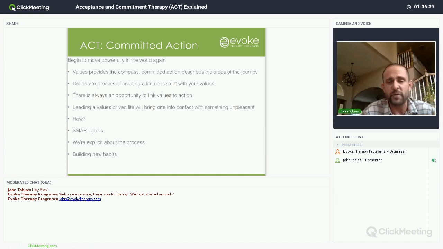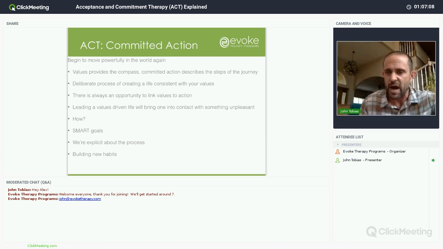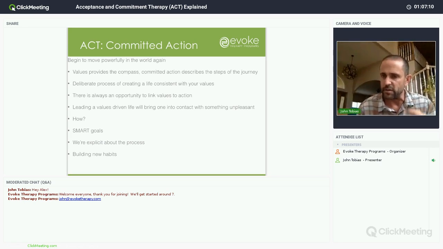This is the idea, the phrase that I use, of beginning to move powerfully in the world again. And I have the word "again" on there purposely. Most clients, no matter how much they struggled, have had at least an instance where they've experienced some success. So if values provide the compass direction, committed action describes the steps of the journey. It's really the nuts and bolts of how we go about moving in the world. It's this deliberate process of creating a life consistent with your values.